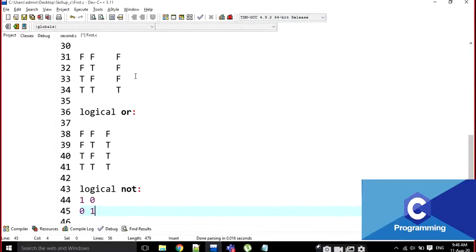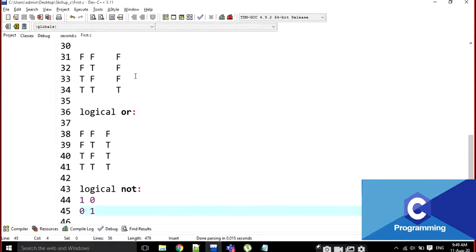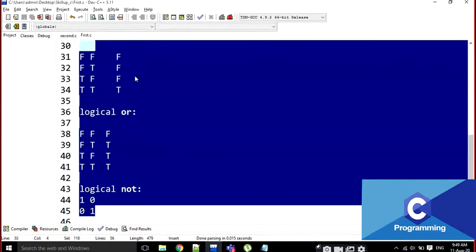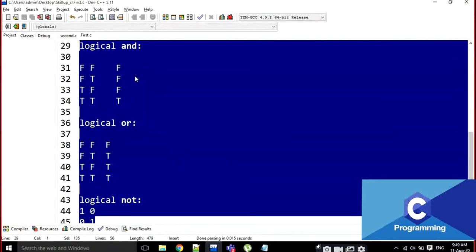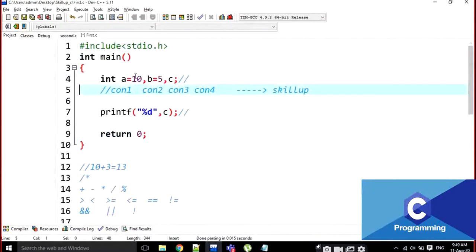Okay, these are the truth tables of logical AND, logical OR and logical NOT. I am going to delete this one. Everyone, you have seen how the logical truth tables work. Now I am going to give some examples on that: logical AND, logical OR and logical NOT. Now, how is it working? Logical AND.